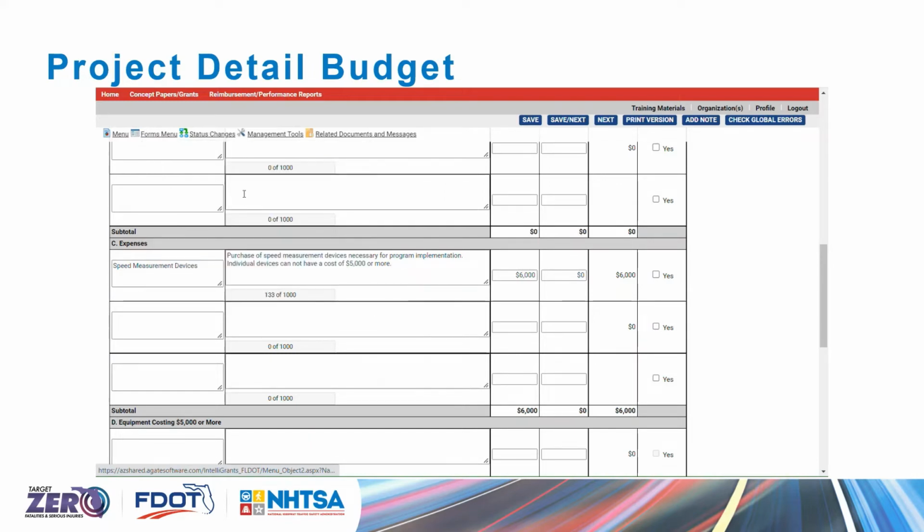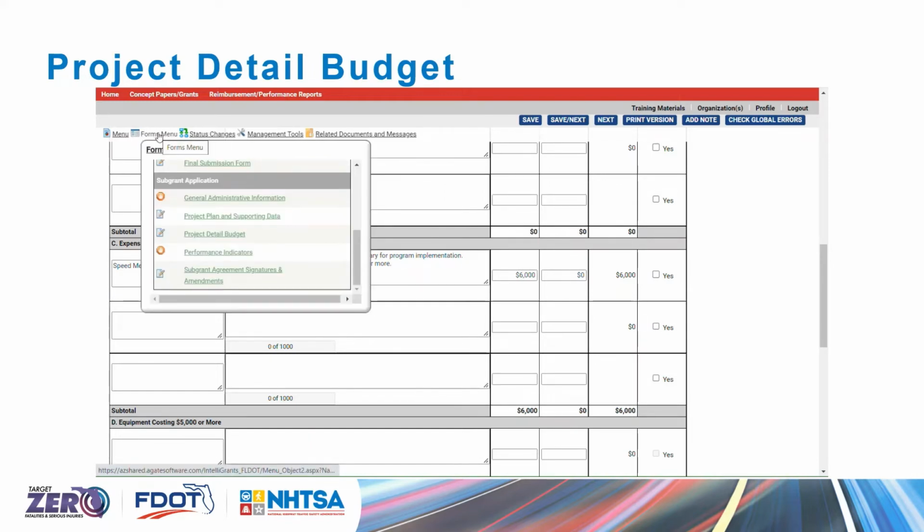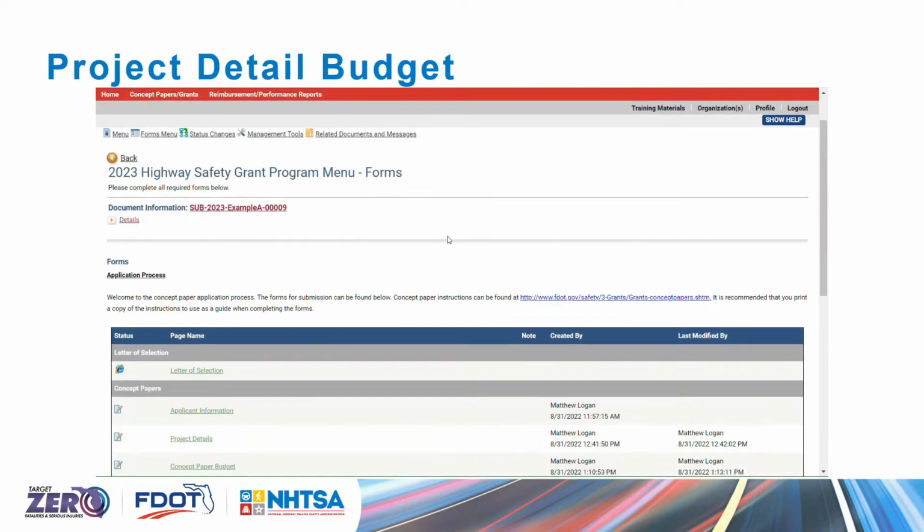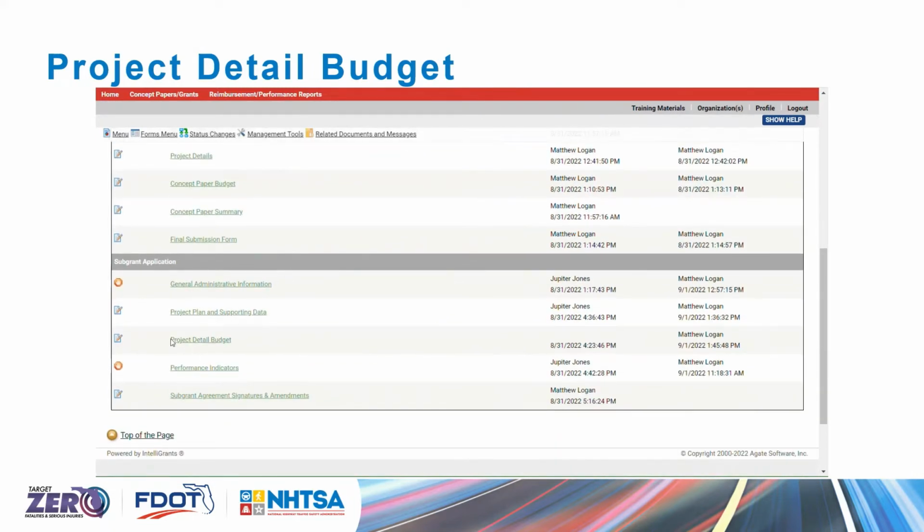Throughout this process, you can navigate between the forms by either hovering over the Forms menu here or clicking the Forms menu, which takes you back to where you very first started, and you can click on each form as you go. So we've covered the general administrative information, project plan and supporting data, budget detail, and now we're going to performance indicators.